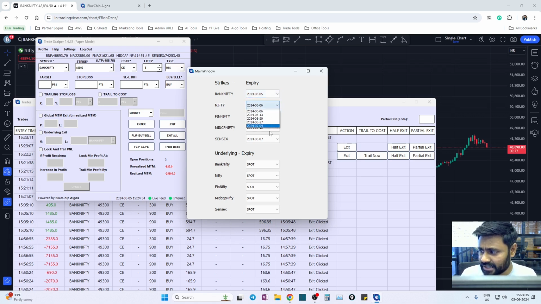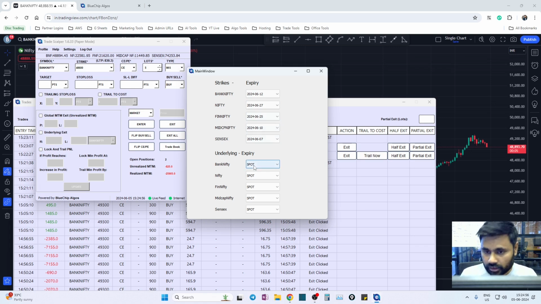Okay, and these expiries will be different because these days we have daily expiries. We had to give this drop down for each and every index, so you can choose different expiries for different instruments as well. Okay, weekly for some instruments, monthly for some other. So it's totally up to you. You can select whatever expiry you want to trade in.